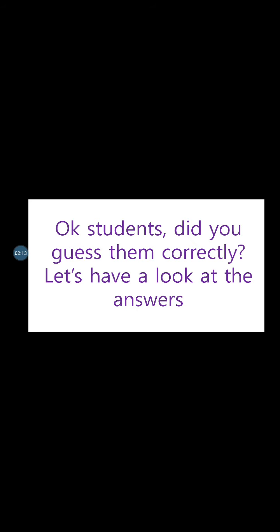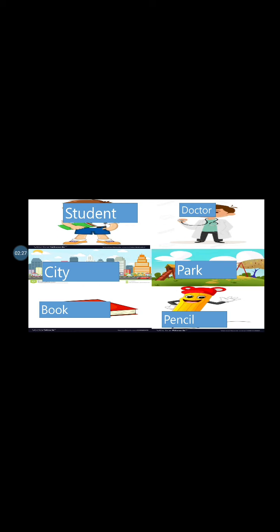Okay students, did you guess them correctly? I'm sure you did. It's not difficult. Let's have a look at the answers. In the top on the left we have student, and next to the student we have the doctor. And we have a city, a park, a book, and a pencil. So the 6 answers for that part are student, doctor, city, park, book, and pencil.